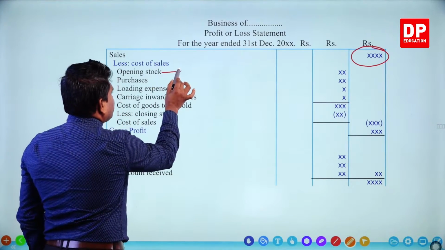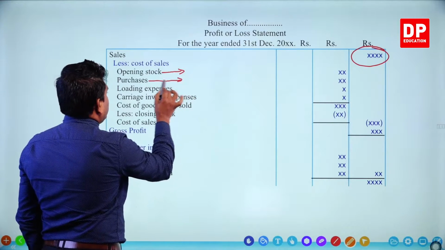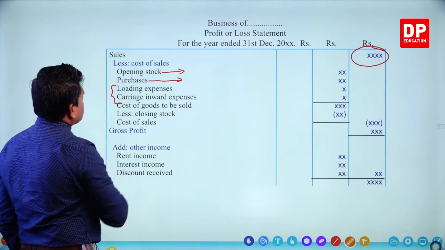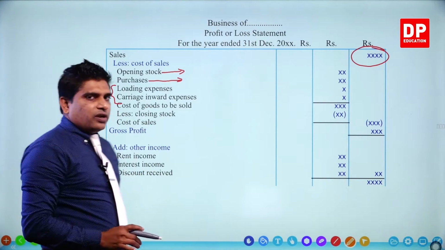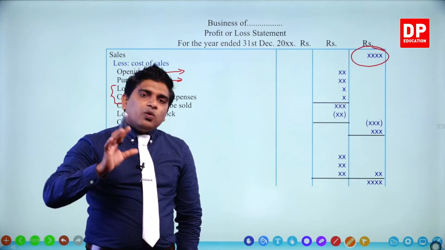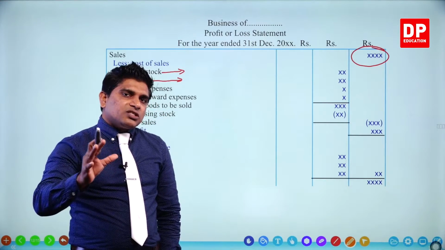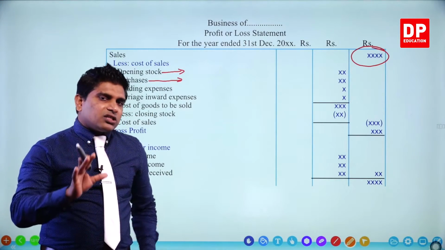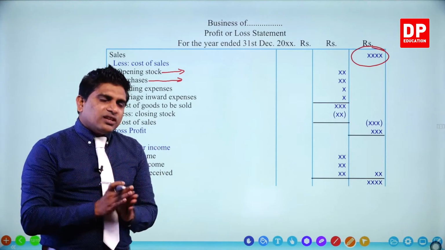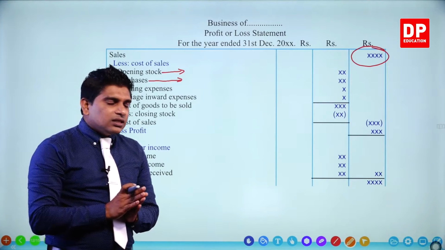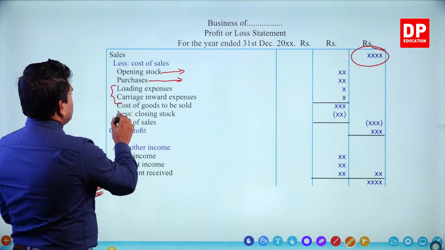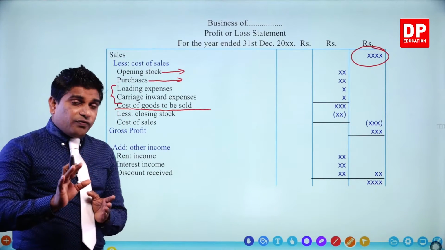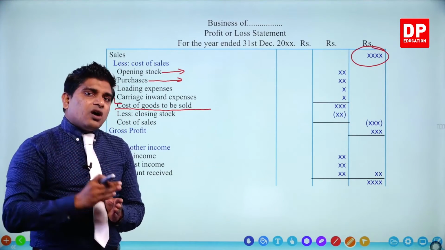Opening stock. Then purchases. And then purchase related expenses. There are how many? 2. Loading charges and carriage inwards. Not only that, import tax and all other purchase related expenses are to be added to the purchases. Before you subtract closing stock, the answer is called cost of goods to be sold. Cost of goods to be sold.